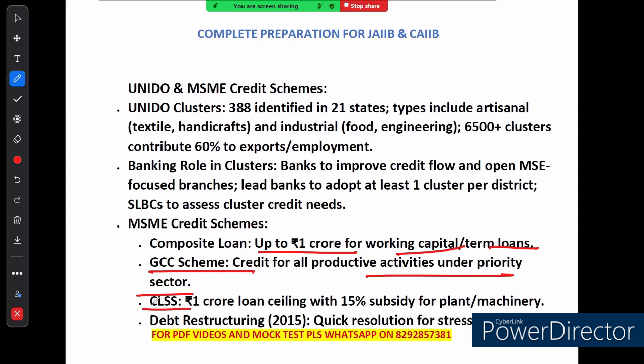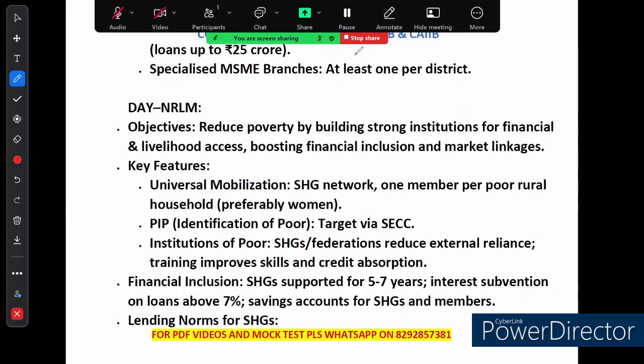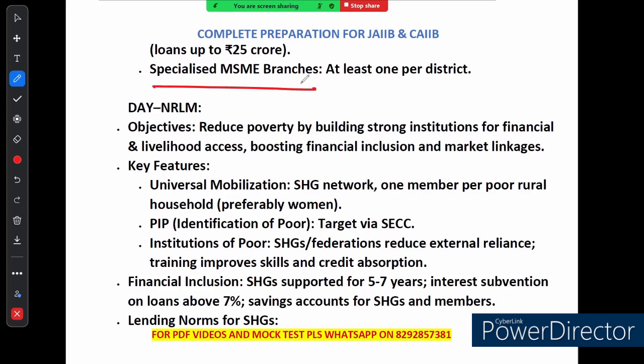There is something called CLSS. CLSS provides loan up to 1 crore with a 15% subsidy for buying plant and machinery. So that is called CLSS. There is something called debt restructuring, right? So a solution for MSME facing financial stress is called debt restructuring. It allows restructuring of loans up to 25 crore, right? That is called debt restructuring. Now there is something called special MSME branches. So banks must have at least one MSME focused branch per district to improve access to credit.